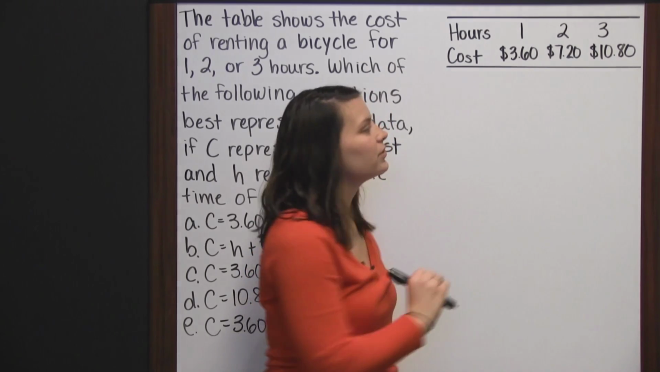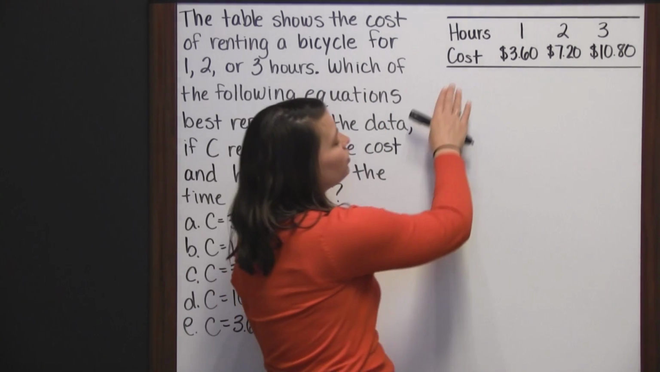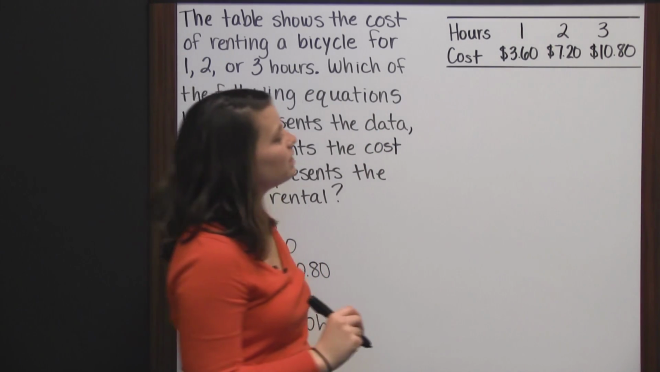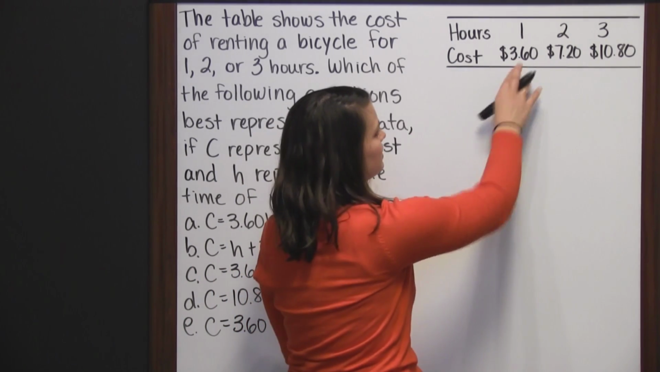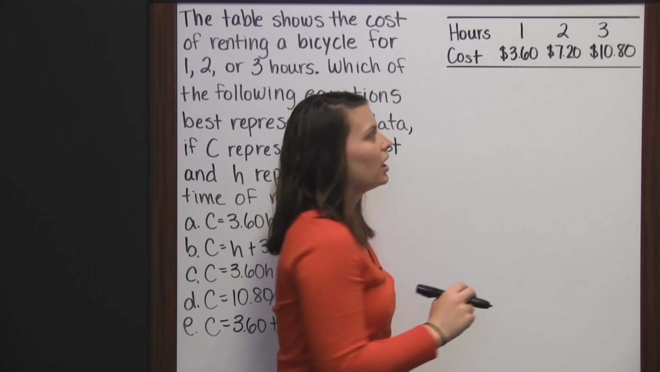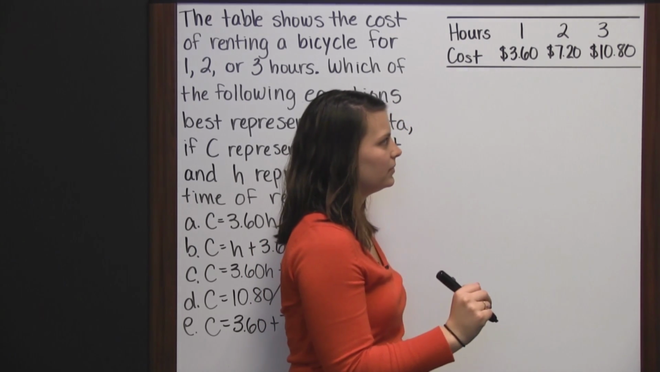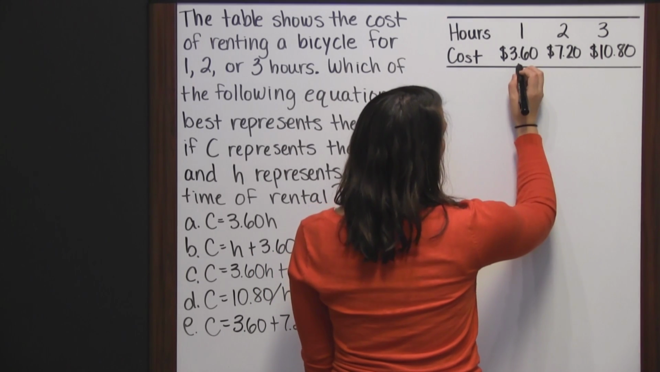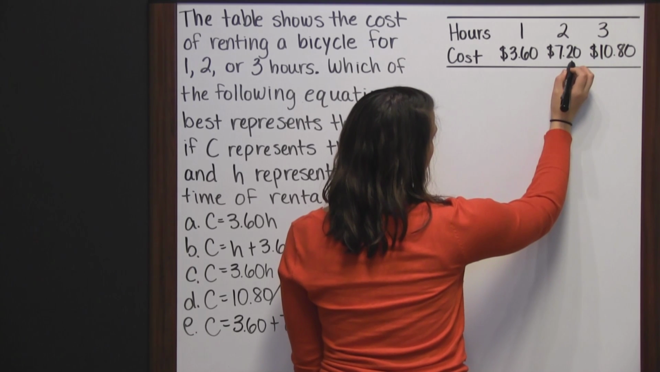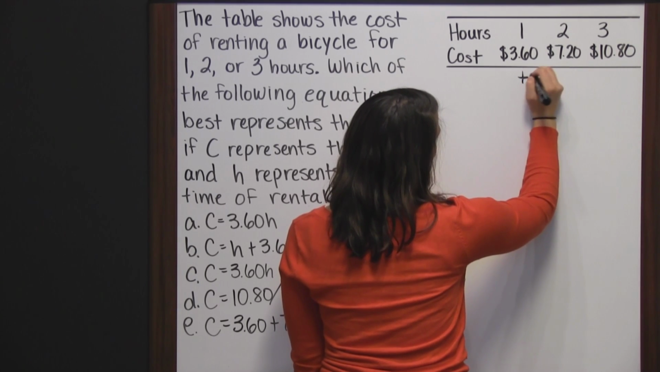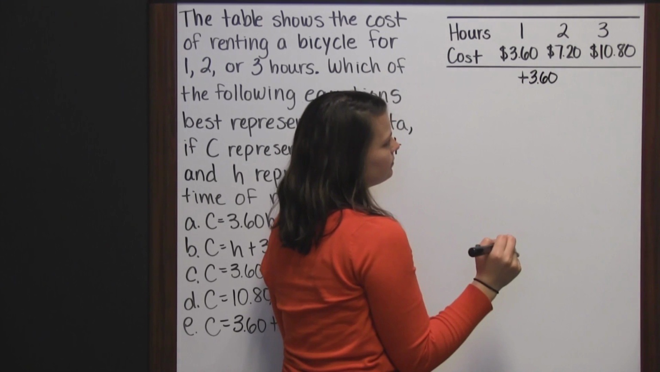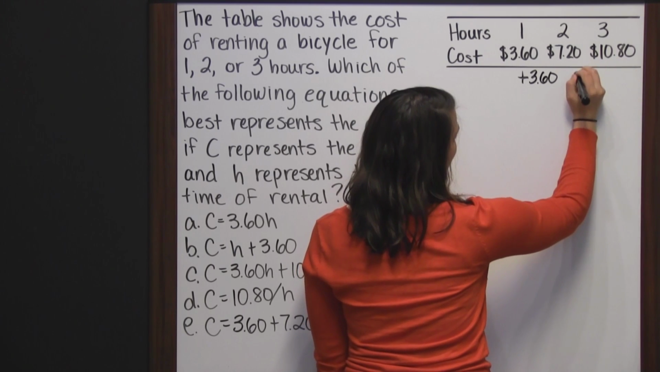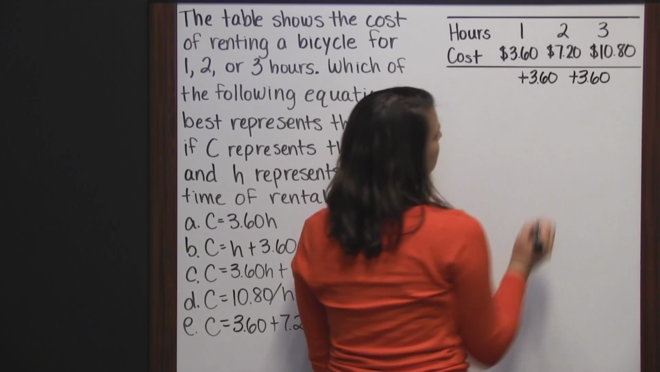First, looking at hours and cost, your cost is dependent on the number of hours you rent the bike. Cost then is the dependent variable. And I want to focus on my dependent variable and see what kind of changes are happening. So from $3.60 to $7.20, I'm adding $3.60. From $7.20 to $10.80, I'm again adding $3.60.